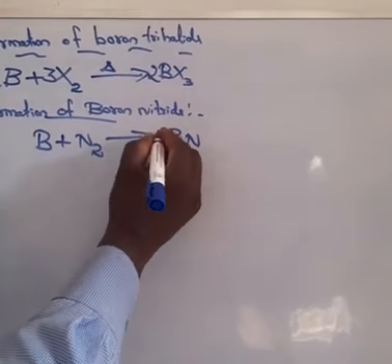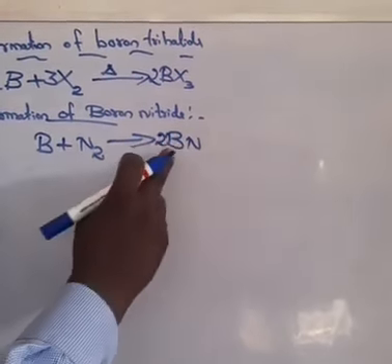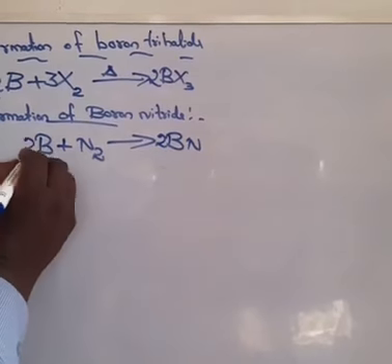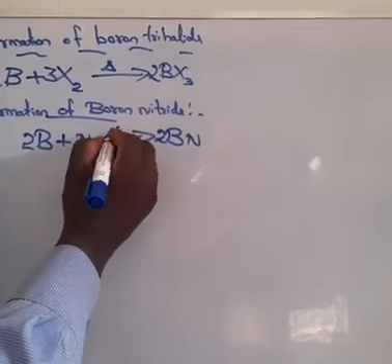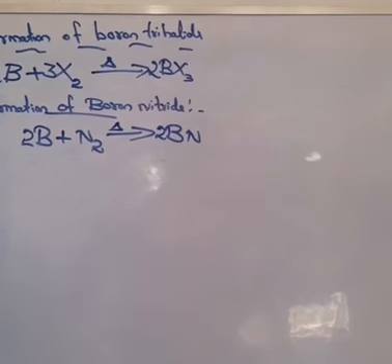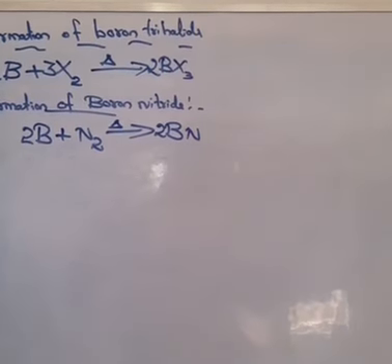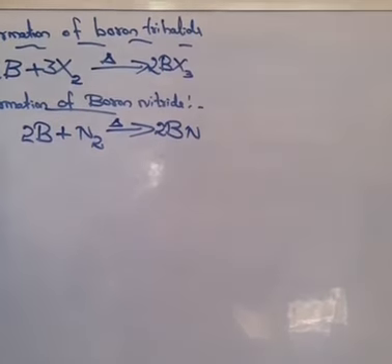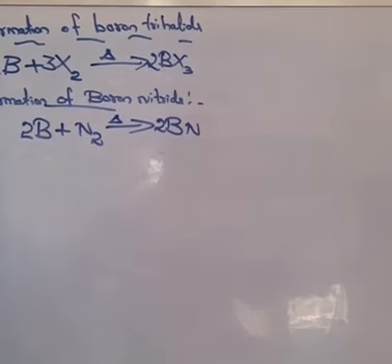Nitrogen 2 having, we make it 2 here. So boron 2 having, make it 2 here. Now the equation is balanced. The temperature is also given. The two questions: the formation of boron trihalide and the formation of boron nitride.